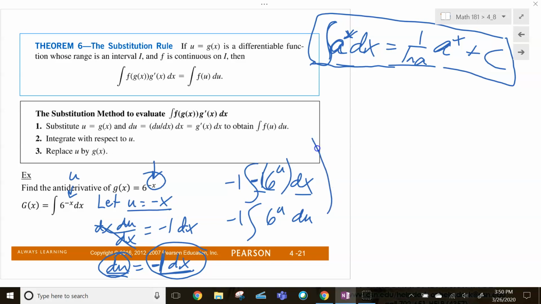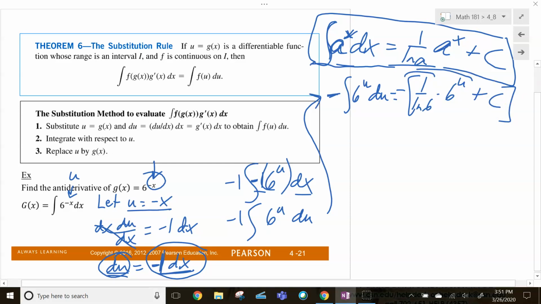So the negative 1, I'm going to follow this. The negative 1 stays there. Let me write this right under it. 6 to the u du. So this becomes negative 1 stays there, right? That negative 1. And then I got 1 over ln of 6 to the u plus a constant.